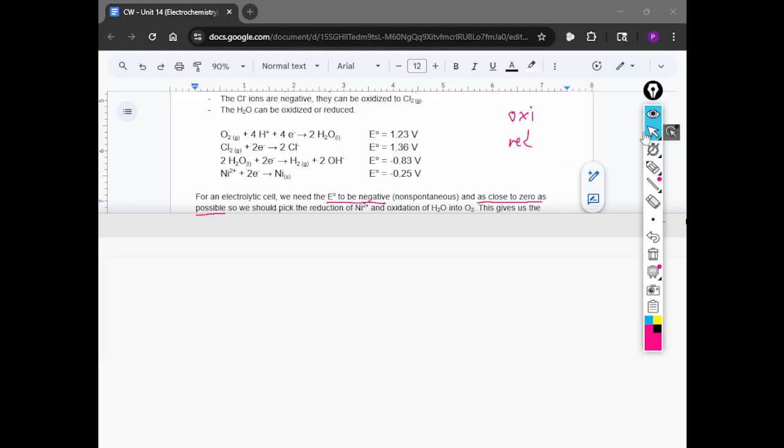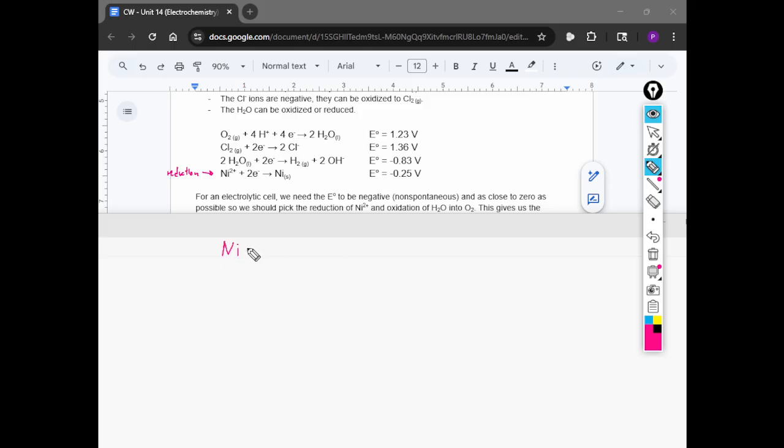Now, if you remember, all of these are given in terms of reduction. So one of them, we need to flip into oxidation. All right, so let's figure out what we need to pick. The first thing we're going to pick is the one that is reduced. So we want to make sure that this number is negative, and so we want to pick the nickel. This one right here is going to be your reduction, because we want it to be negative, but we also want it to be as close to zero as possible. And this is the smallest in terms of magnitude for your reduction.